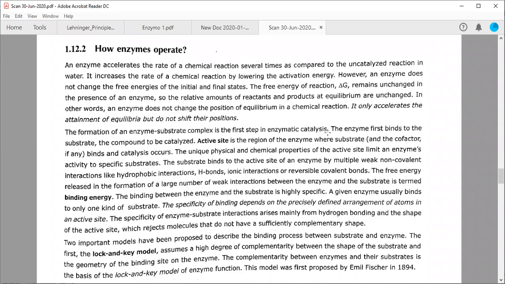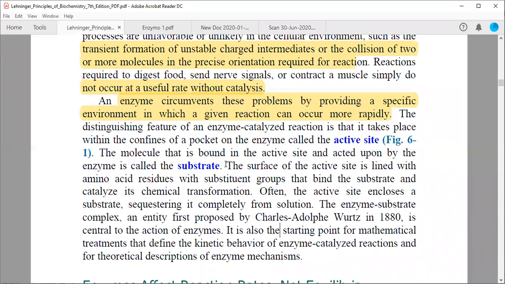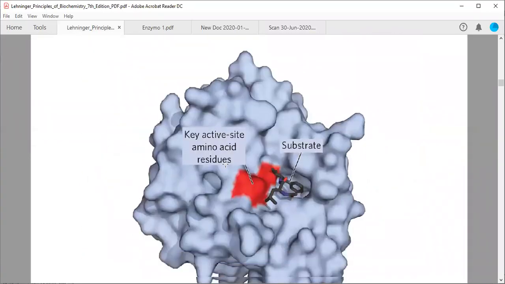So first of all, an enzyme accelerates the rate of chemical reaction several times as compared to the uncatalyzed reaction in water. This is very common, we should know. So let me tell you about the different enzymes which can accelerate the reaction. There are different examples given in the book also. Let me find it, one minute.